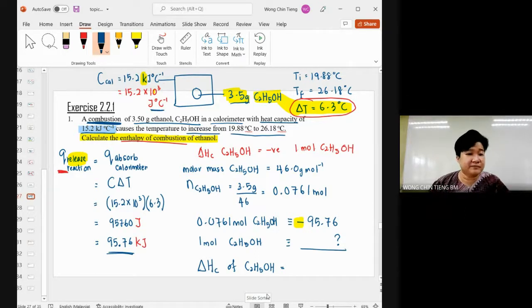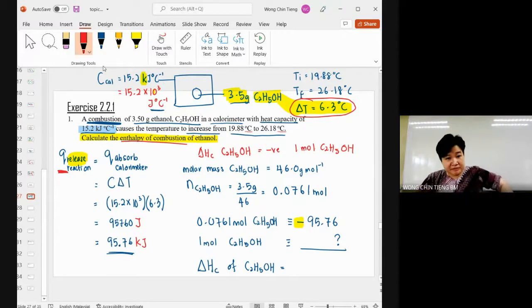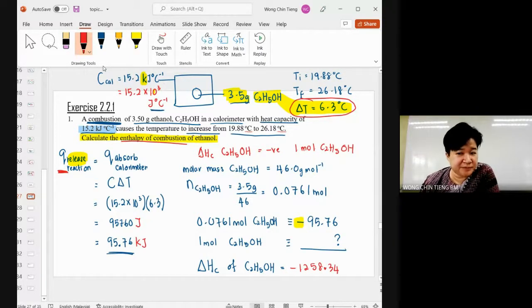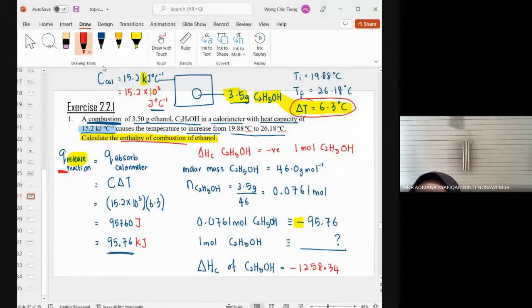Can I have the answer? Anyone? Complete answer, by the way. Adriana? Negative 1258.34. Just 0.34. Joule.